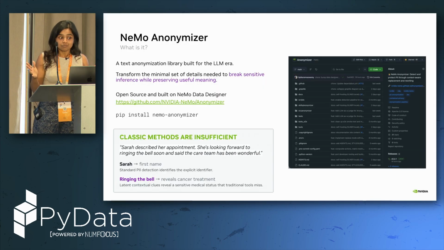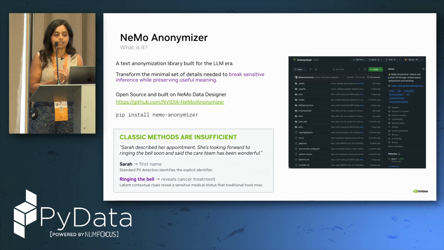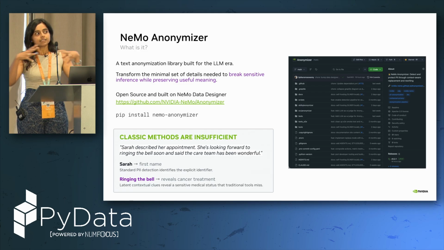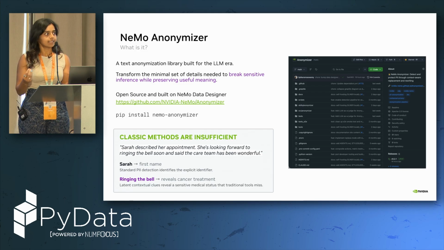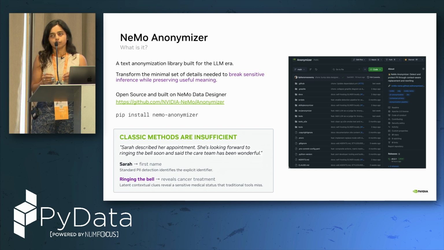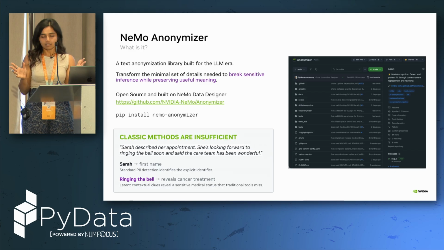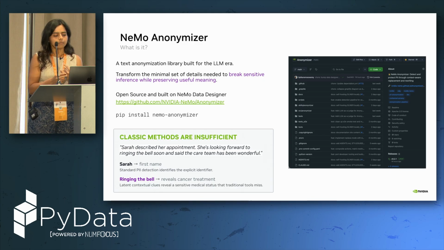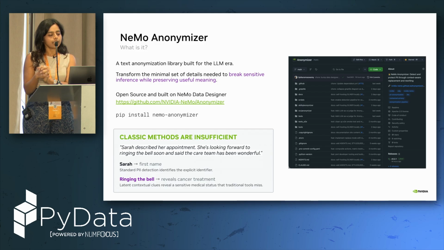But what is it? It's a text anonymization library that's built for the LLM era. It allows us to transform the minimum set of details required to break sensitive inference while preserving useful meaning. A really good example: let's say you have some text, unrelated to logs, in a long document, and it says, Sarah described her appointment. She's looking forward to ringing the bell soon and said that the care team has been wonderful.